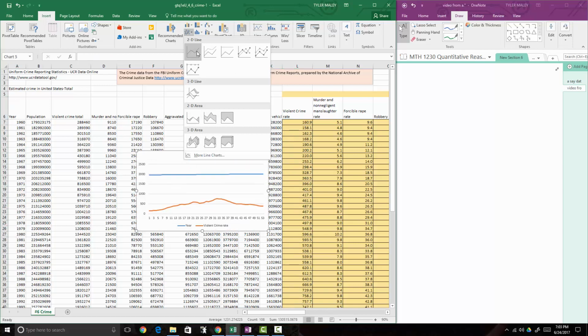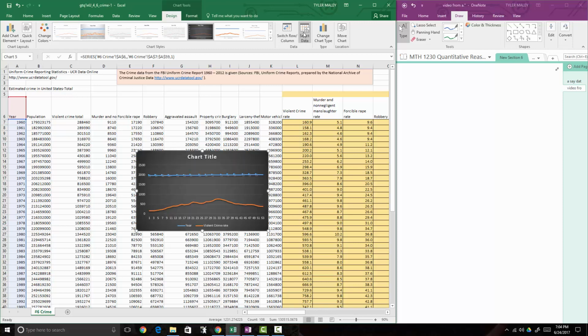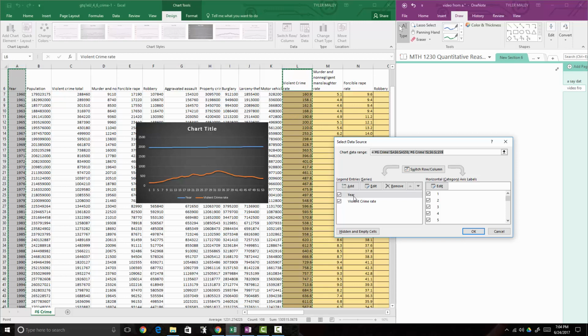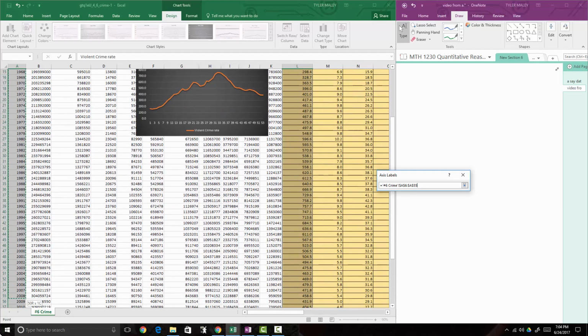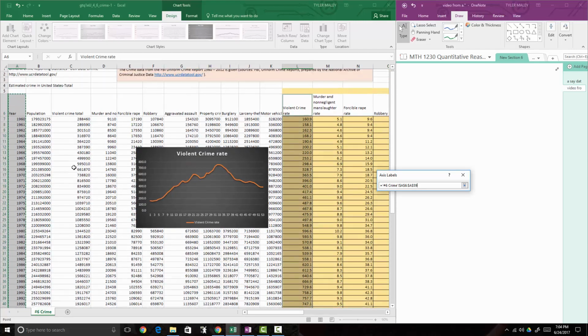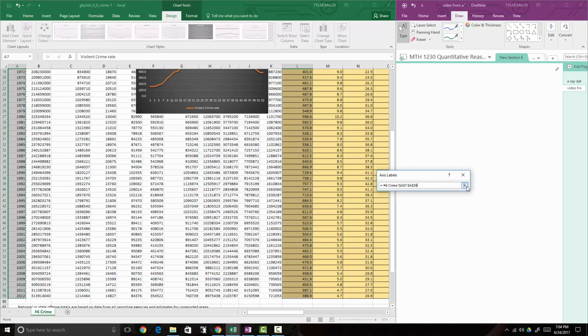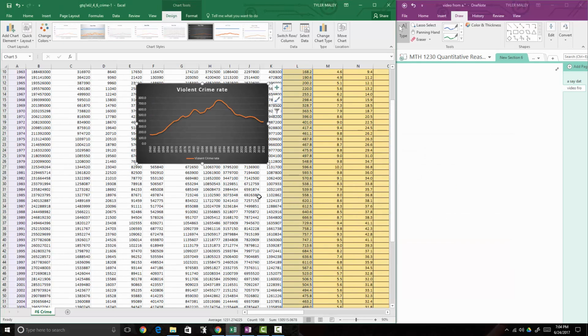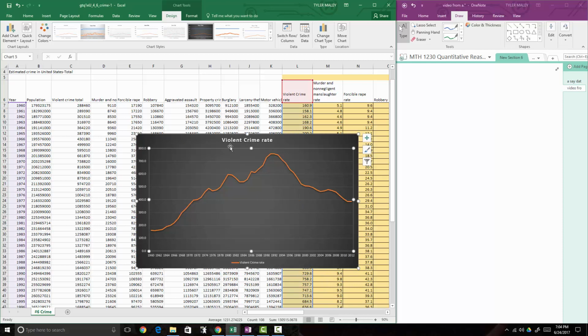Well, this doesn't seem to be grabbing the right data. So let's do select data and see what's going on. So it's keeping two variables. So I don't want year as a variable, so I'm going to go to remove, right? And then for the horizontal category, this is where we want to go to edit, and then we want to select the years. There, so that works out, right? There, so I have that graph going on.